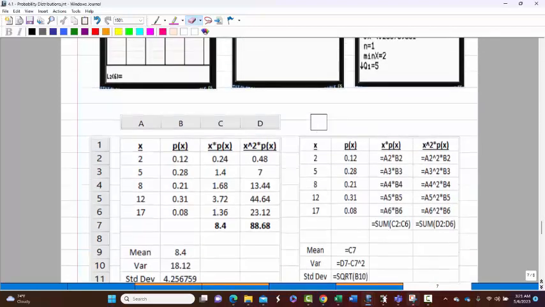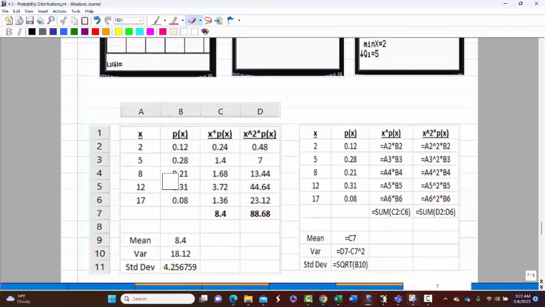So, here's the X, here's the PX. And this third column is X times PX, which you can see, A2, A3, they're all multiplied. And then I use the sum command to add those up. I'll do a real live example in a minute, but I probably summed it by dragging the columns and hitting the summation key, like that. You can either type in the formula or use that little zigzag thing right there. And I got the mean, 8.4. So you see, I used the mean right here just to reference this cell right here.